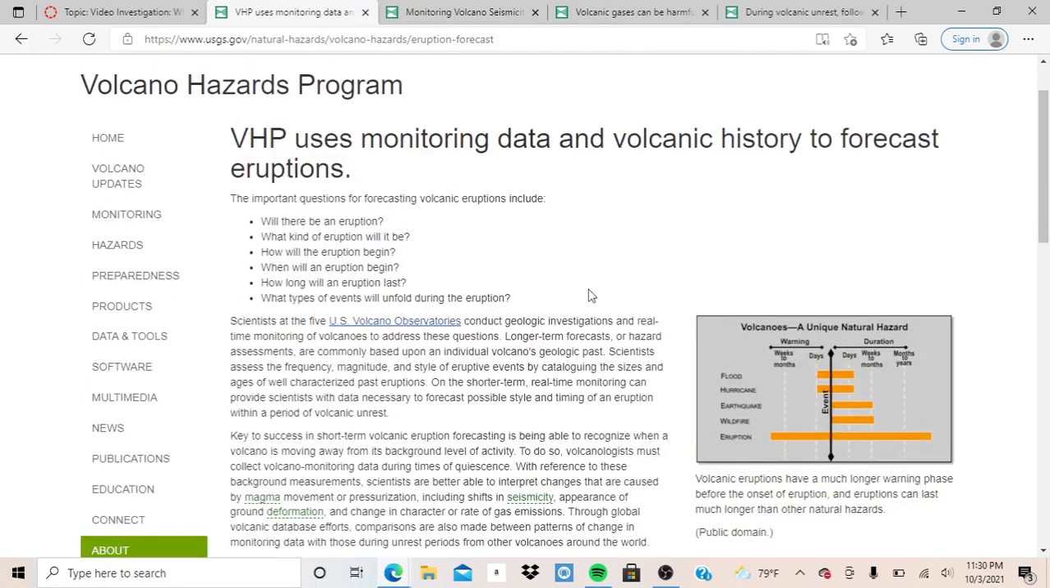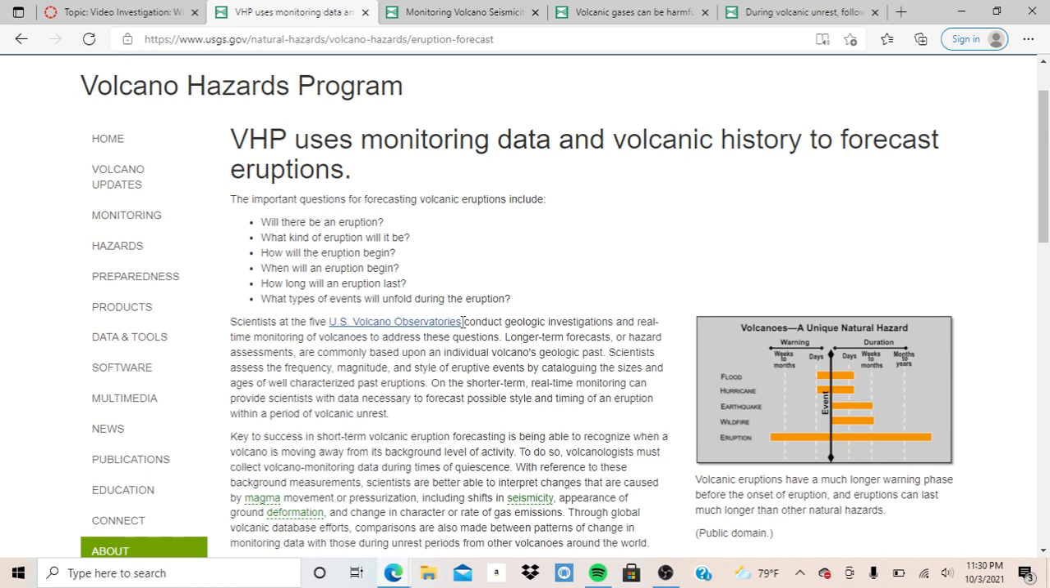This is the first tab. I am going to be focusing on long term. Long term forecasts, also known as hazard assessments, are commonly based on the geologic past of individual volcanoes. Scientists look at the magnitude, frequency, along with the style of the eruption events by putting together the sizes and ages of well characterized eruptions that have happened in the past.